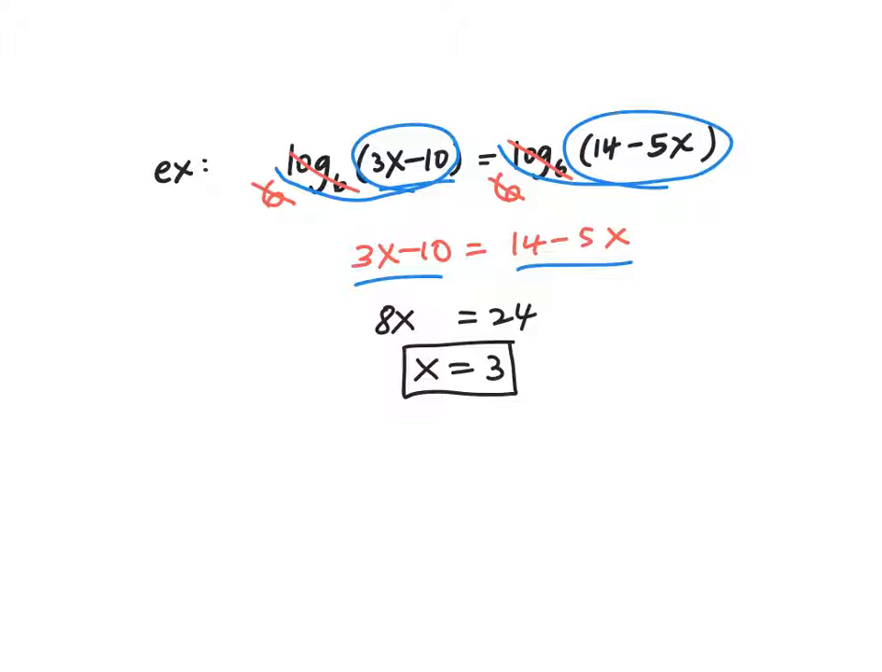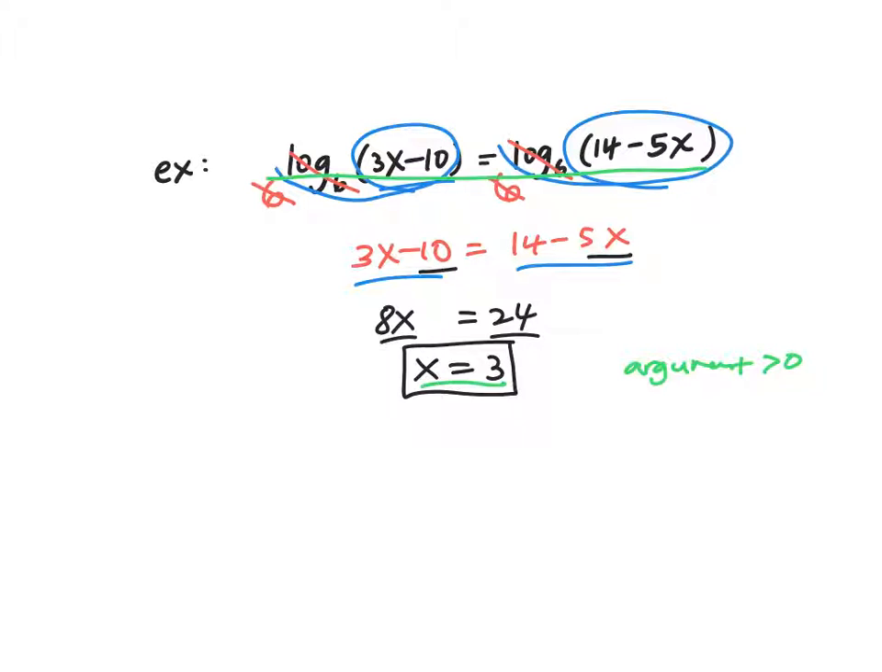Okay, when I solve for the value of x by adding 5x and then adding 10 on both sides and then dividing by 8, I get x equals 3. But that is actually not your final answer, because remember, you have to check to make sure that your answer makes sense. Whatever the original equation is, before you did anything to it, you will need to check that the argument is positive in value. Because if it's not positive, you're going to get undefined, right?